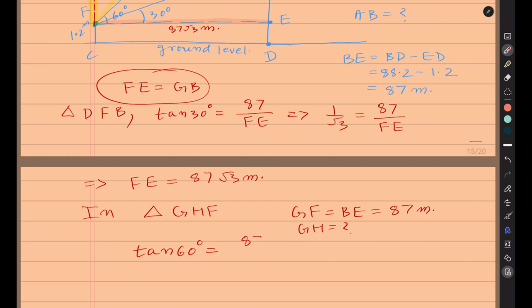So 87 divided by GH. So what does it give us? GH will be equal to 87 divided by tan 60 degree. So 87 divided by √3 meter. So now we know GH.